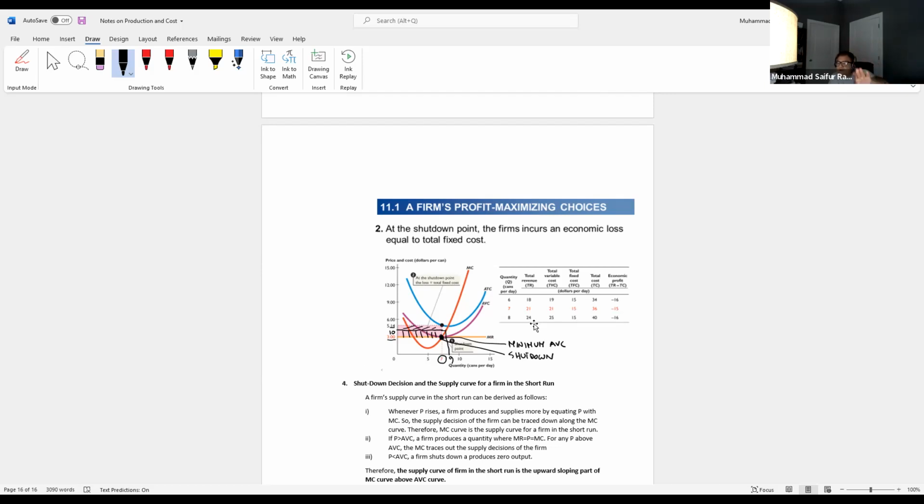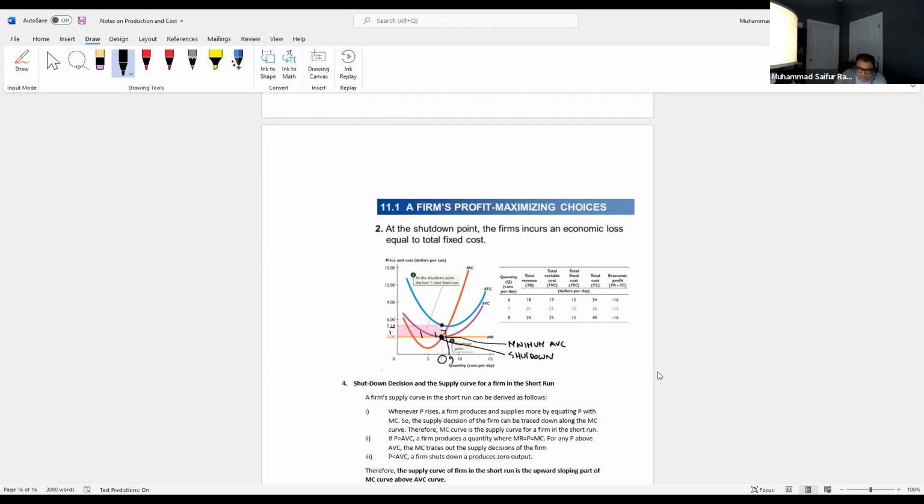So if the firm at price 10 is able to cover all of variable cost, it makes sense for our firm to produce at a loss. But if the price is $3 or any price below that, a firm will shut down.